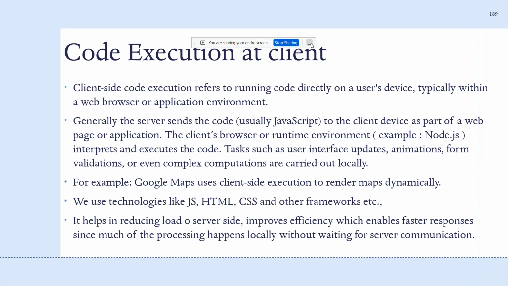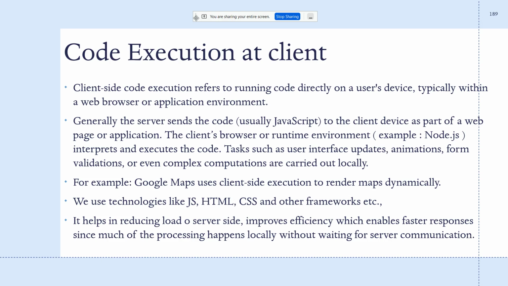So basically, it is that you are trying to run something in the client side only. So when a client is downloading any application, along with that, the client side code is also getting downloaded at the client side only. For example, Google Maps. So what happens? It is rendering at the client side only, right?